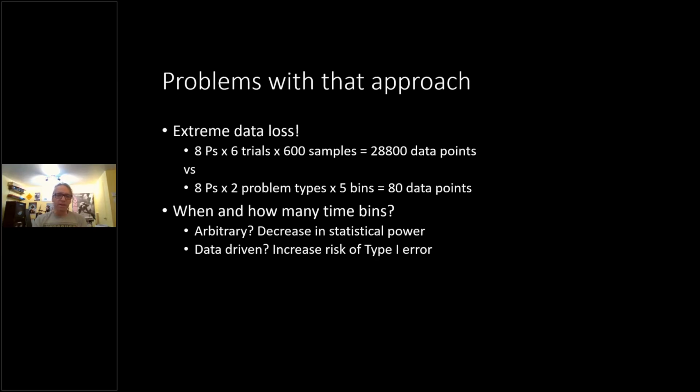The previous slide was based on 8 participants who did 6 trials for 10 seconds, so sampling at 60 Hertz. We had over 28,000 data points, which with the temporal bins we reduced to 80 data points, which is quite sad. And there's the question of how many bins do you use and where do you put them? Well, arbitrary decisions might make it likely that you miss out on interesting information, so a decrease in statistical power. Whereas if it's data-driven, you look at when things happen, you increase the risk of type 1 error by analyzing what appears to be interesting after examining the data.